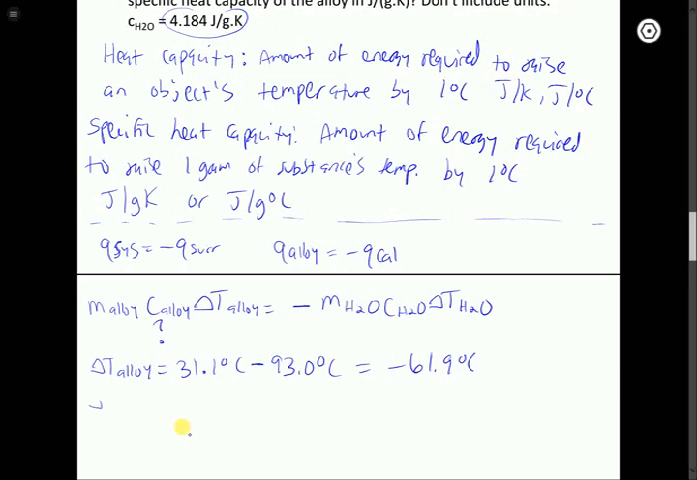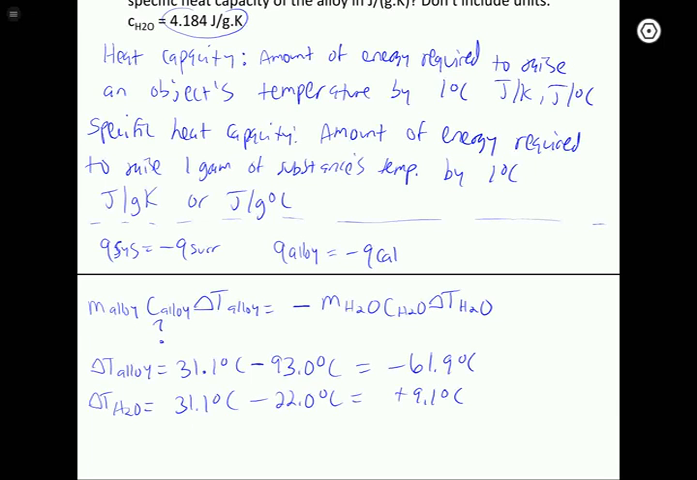And then delta T for the water has the same final temperature. It's starting at a lower initial temperature, 22 Celsius. So it's going to be a positive 9.1 degrees Celsius. When you're doing problems like this, when you're measuring heat capacities, either your system or your surroundings are going to have opposite signs for delta T. One of them will be positive, one will be negative in all cases. That's how heat is transferred between the two.